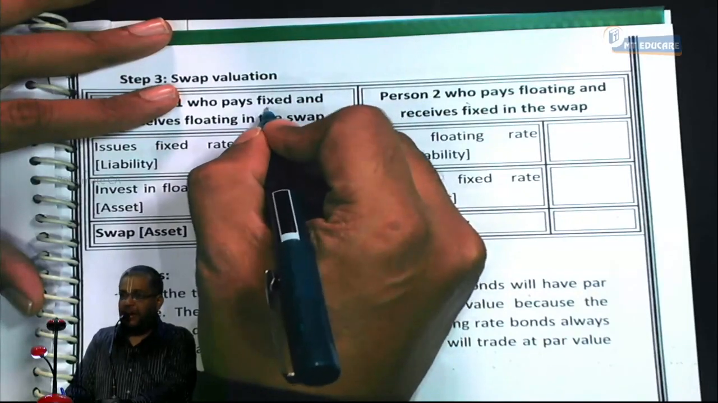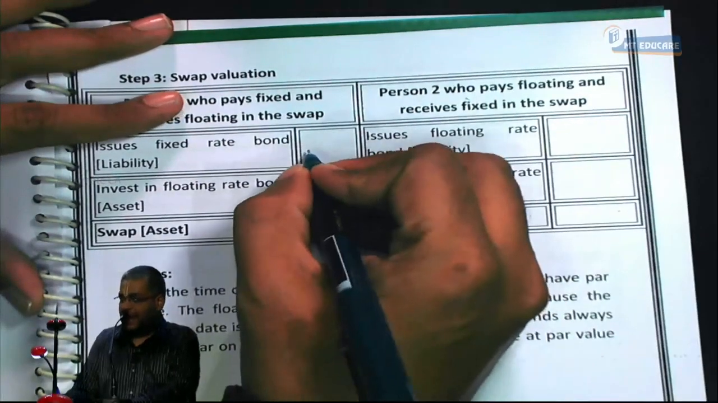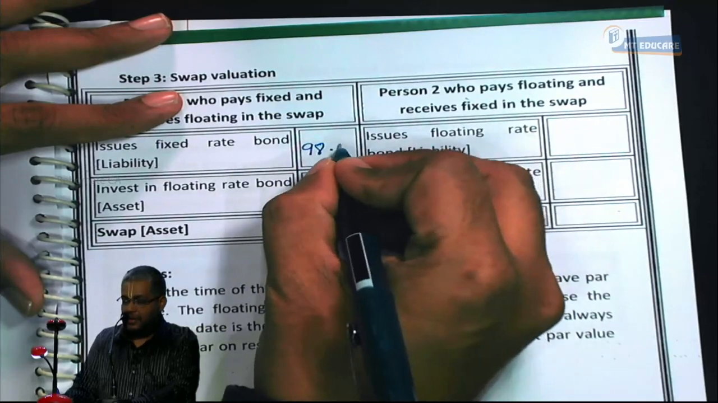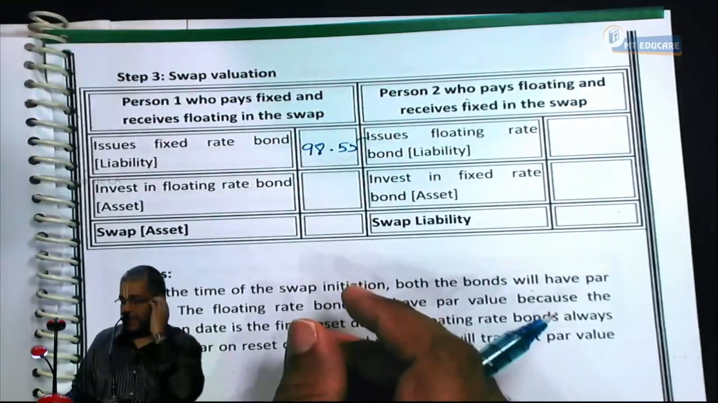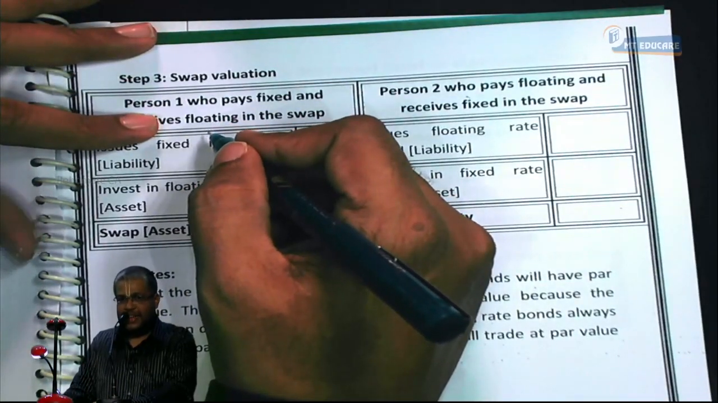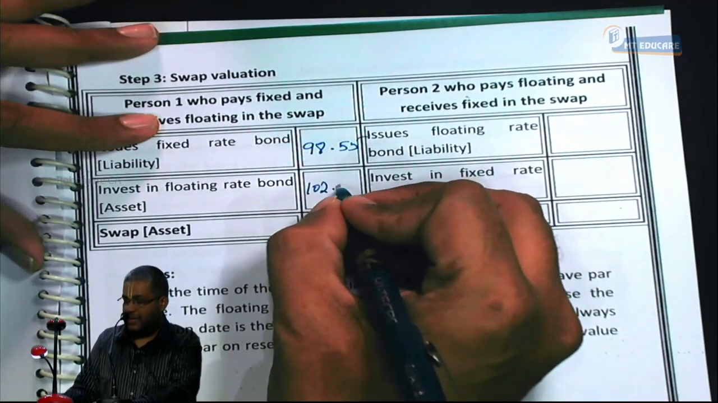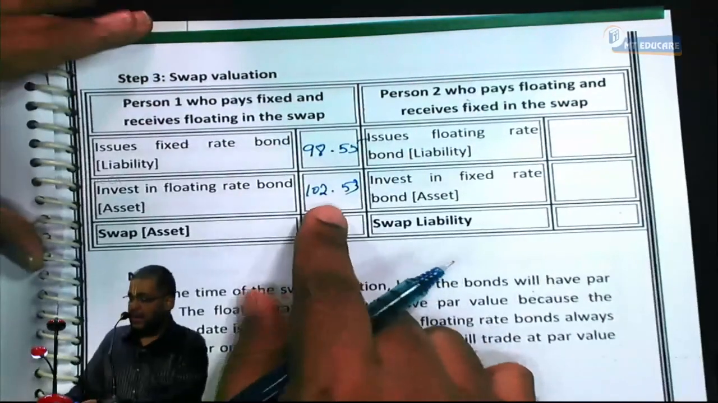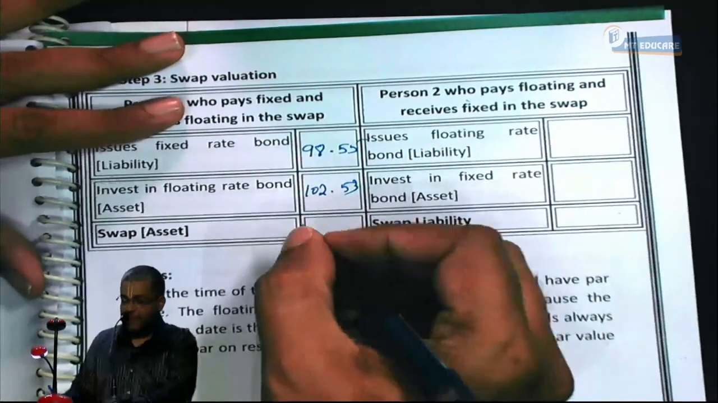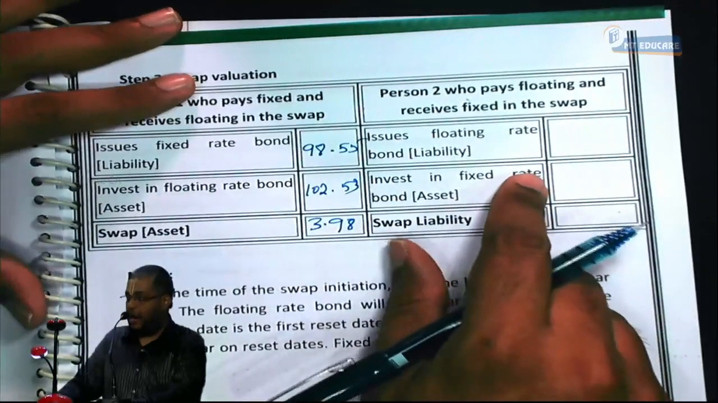Person 1's fixed rate bond is an asset or liability? Liability. What is the liability value? 98.55. The person who is receiving the floating rate bond has the floating rate bond as an asset or liability? Asset. What asset? 102.53. For him, swap has 0 value, so swap is an asset. What is the swap asset? 3.98.